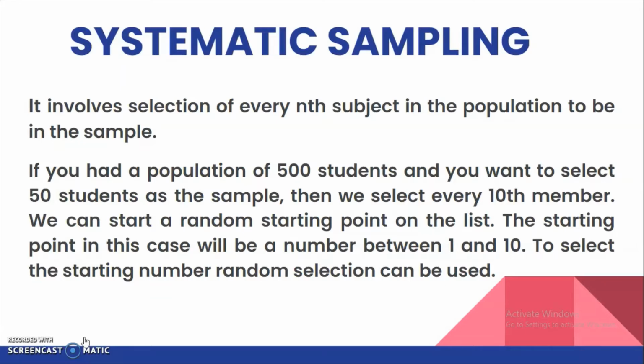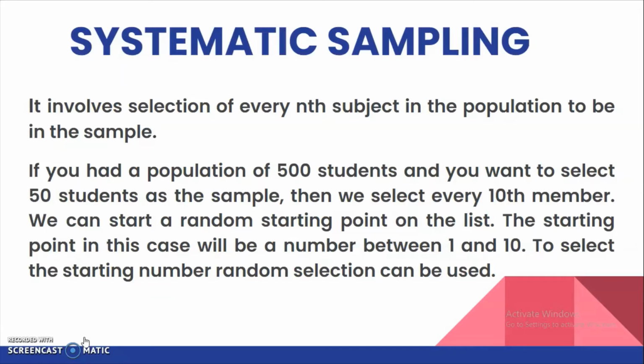To select the starting point, because from 1 to 10 we may not start with 1. We'll take a lot from 1 to 10. So if it is the 4th student, it means first we'll take the 4th, then the next after 10, that means the 14th, like that it goes on. So if you want to select the students like that, first we'll take the 4th, then the 14th, then the 24th, 34th, like that.